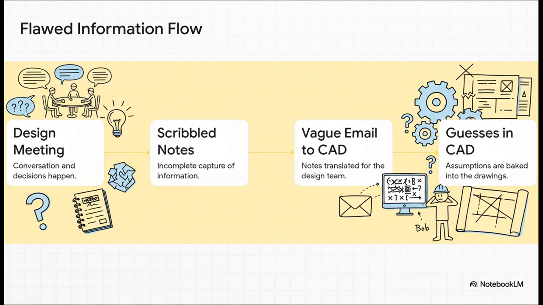And this is exactly what that broken flow looks like. You start with the design meeting. Then someone's barely legible notes get translated into a vague email to, let's call him Bob the CAD guy. And that email is just full of assumptions and shorthand, which forces poor Bob to pretty much guess what was actually decided before he puts it into the official plans.